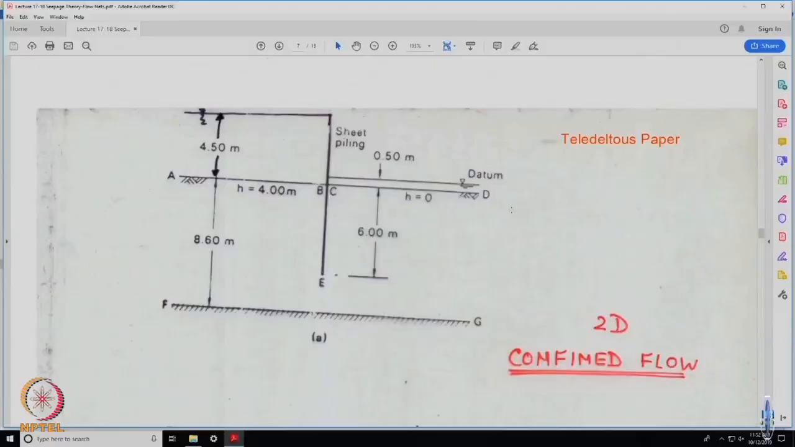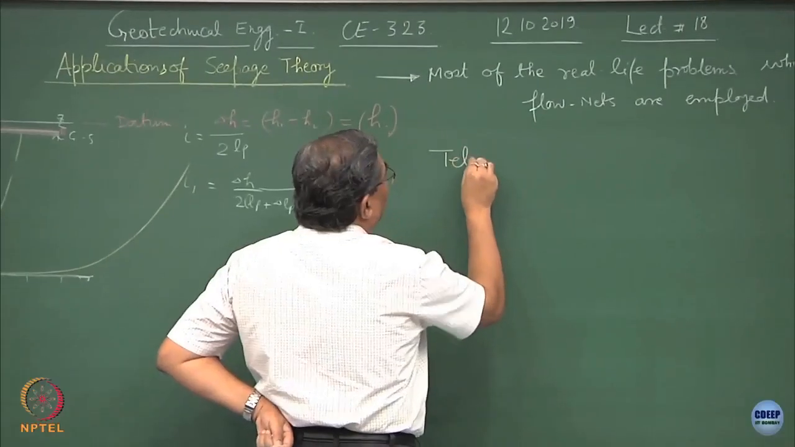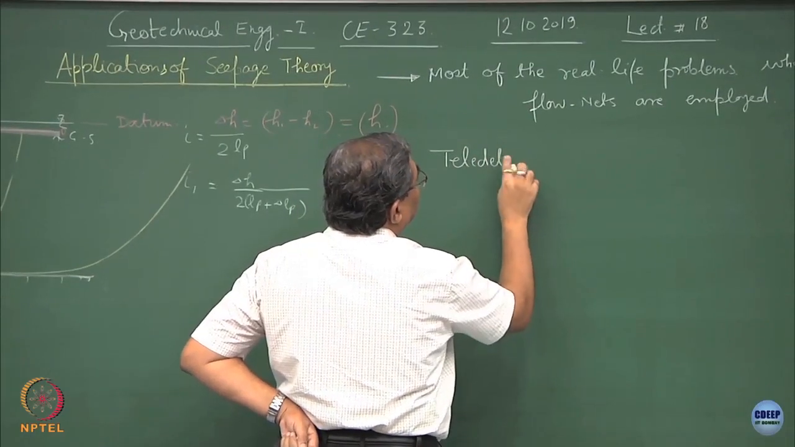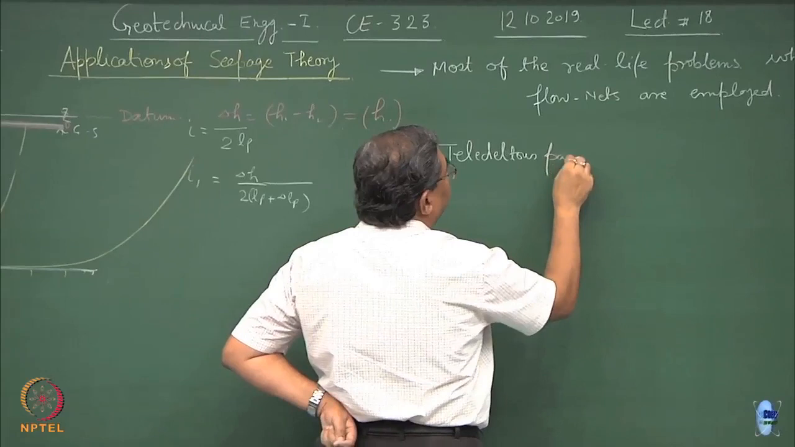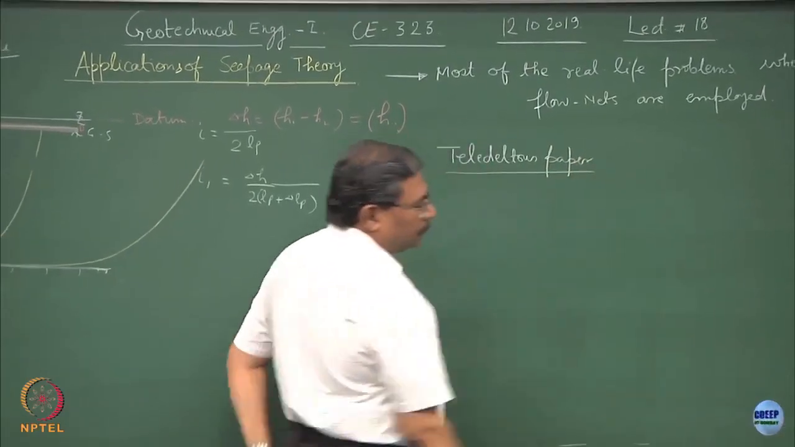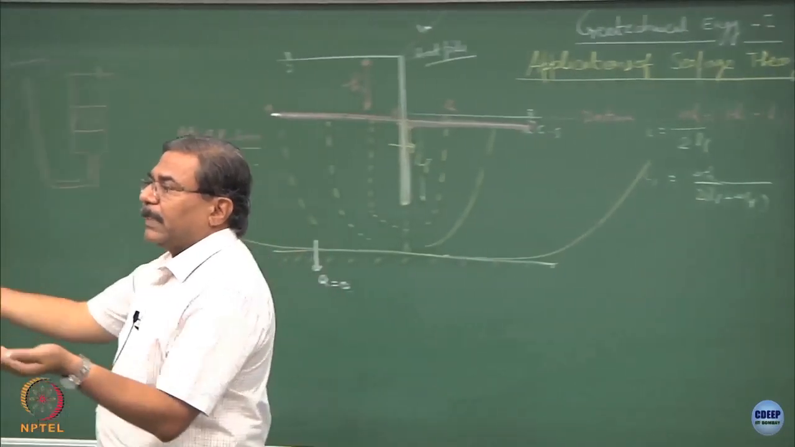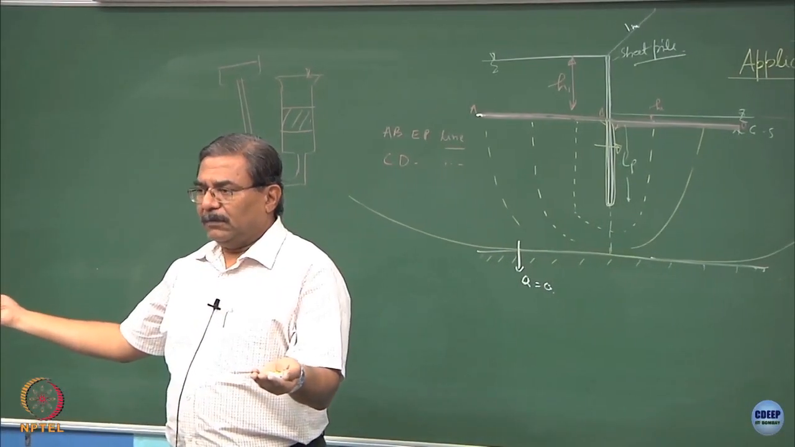Normally we have to plot these flow nets now. When we were students, we used to be given Teledeltos paper. Check it on the net, what is the application of Teledeltos paper. The question you are asking is related to how to establish the flow nets, correct, in short. So use this Teledeltos paper. This is a conducting paper. On one side there is a silver paint, on the second side it is resistant to electricity.